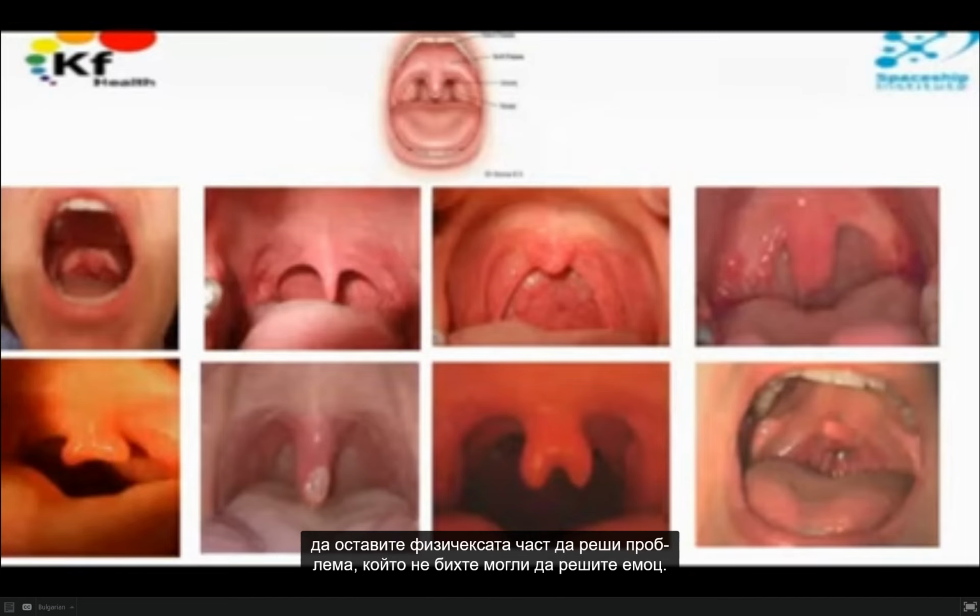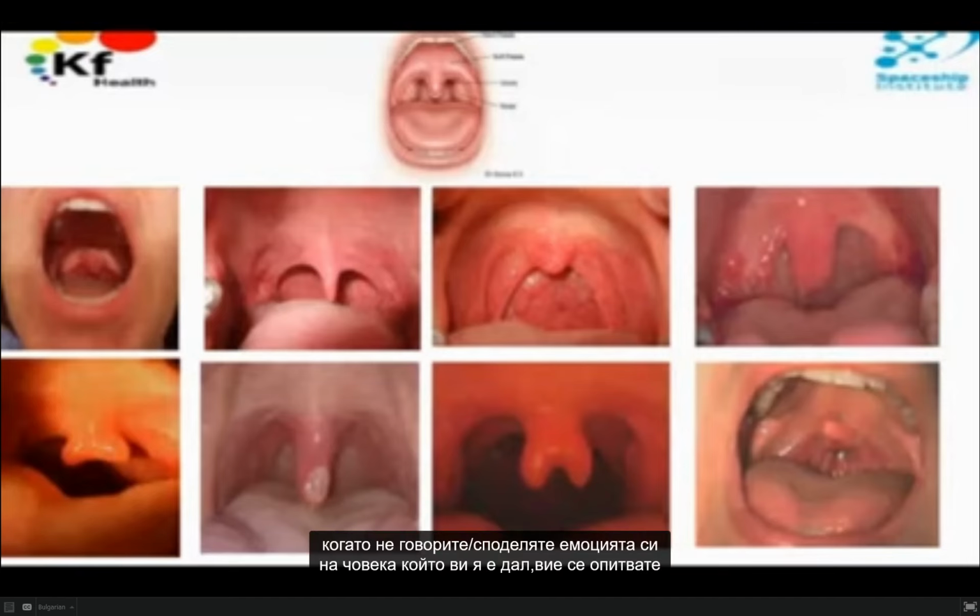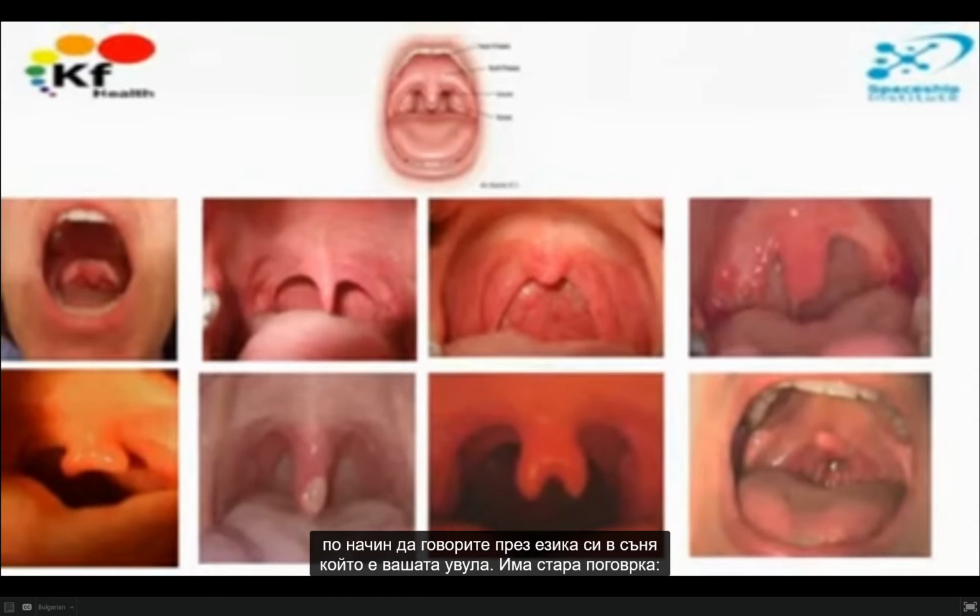you tend to let the physical part sort out and solve the problem which you could not sort out emotionally. When you don't speak your emotion to the person who has given it to you, you try in a way to speak through your tongue in your sleep, which uses your uvula. There is an old saying: I laugh for you not to see my fears or my problems. The face is the laugh, but the problem sits in the back, which is the emotion.